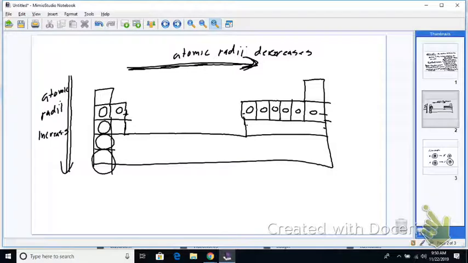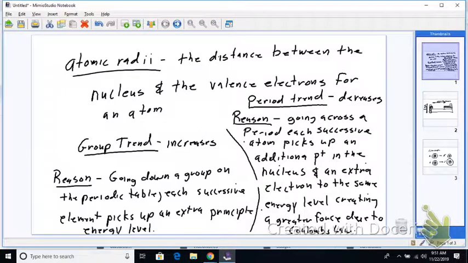So, a lot of you guys use this trend, didn't you? I think all of you use this trend in which to explain why your characteristic or your property you were looking at behaved the way it did. So this shouldn't be anything new to you, depending upon which we looked at, group or period. So going back to our original slide that you were copying down, if I'm on period, how can I explain that?